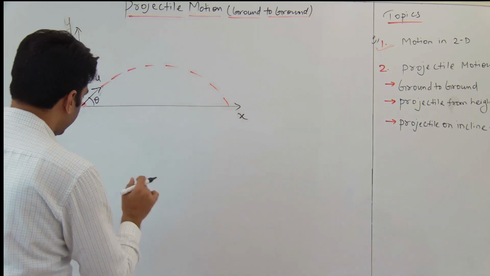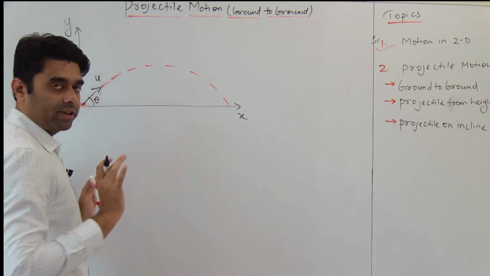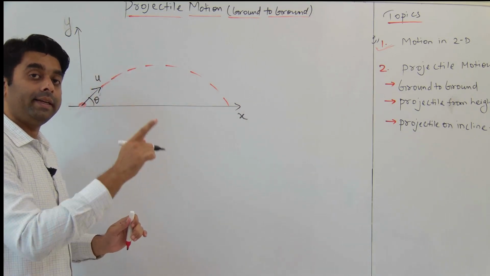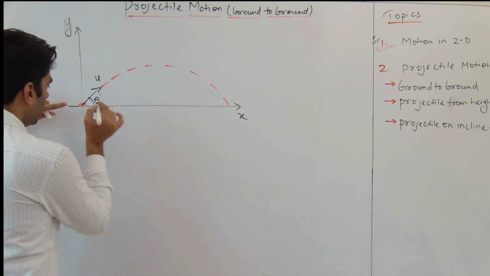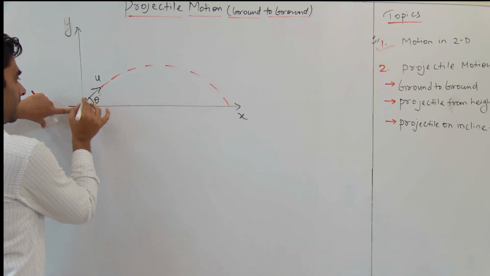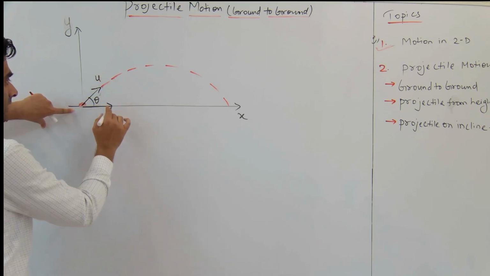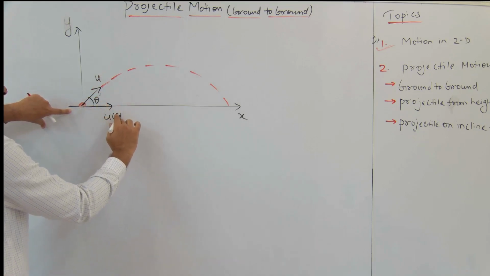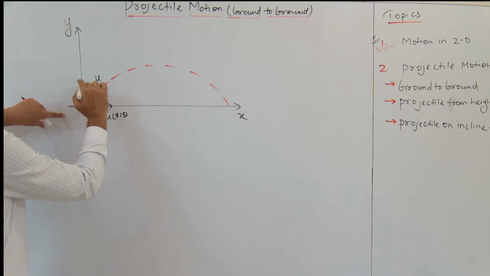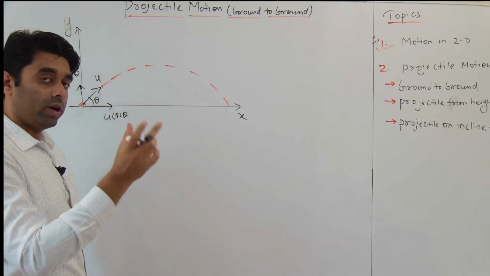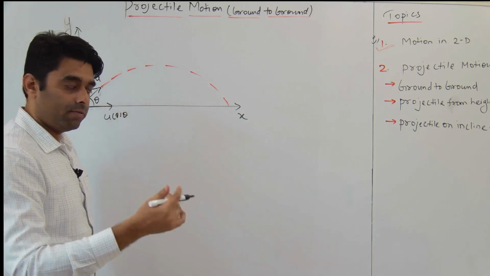So let's see, this is the situation given to us. A particle is thrown with velocity u at an angle theta, and this theta is taken with the horizontal, right? First of all, let's look at the initial parameters. If we do the components, the x component of velocity we can write as u cos theta. The y direction component can be written as u sin theta. Let us find out your x direction parameters and y direction parameters.